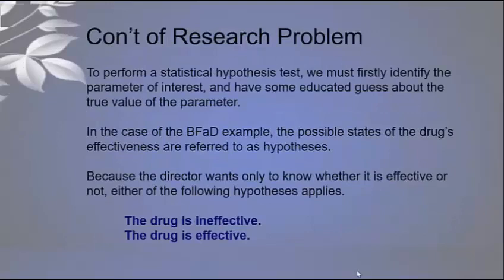To perform a statistical hypothesis test, we must first identify the parameter of interest and have some educated guess about the true value of the parameter. In the case of the BFOD example, the possible states of the drug effectiveness are referred to as hypotheses. Because the director wants to know whether it is effective or not, either of the following hypotheses applies: the drug is ineffective or the drug is effective.